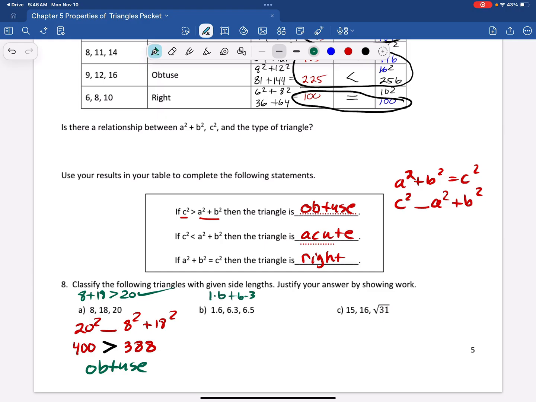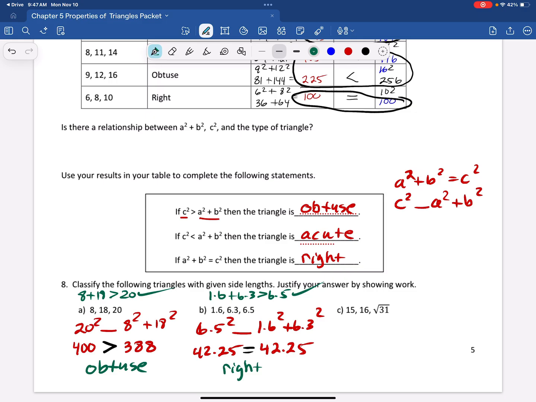1.6 plus 6.3, that is greater than 6.5. So it is a triangle. And now let's see what kind. 6.5 squared, we're going to compare that to 1.6 squared plus 6.3 squared. So 6.5 squared is 42.25, and 1.6 squared plus 6.3 squared is 42.25. So this is equal. So then that means that these three sides are the sides of a right triangle.